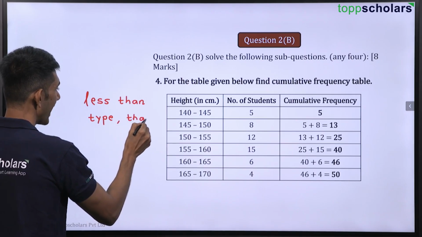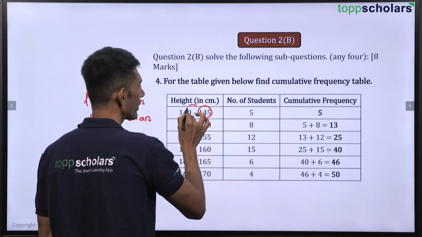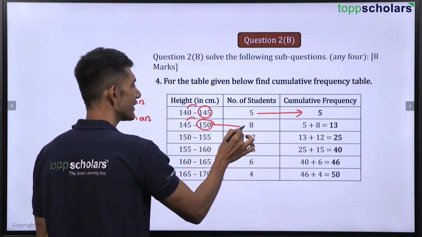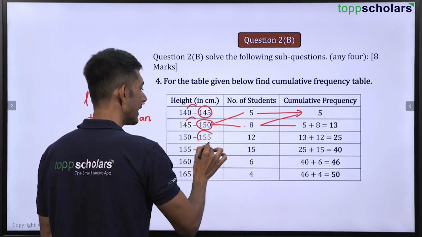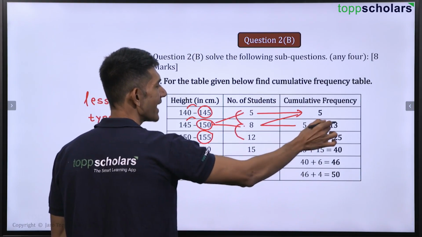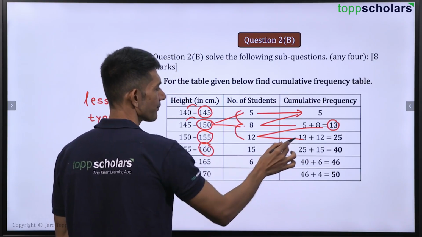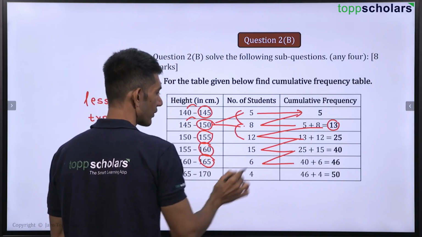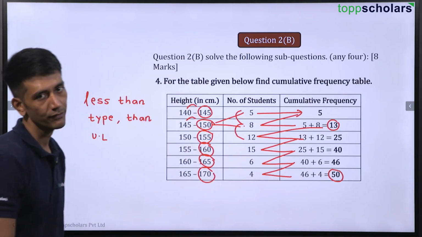Less than type, using the upper limit. That is less than 145, we have 5. Less than 150, we have this 8, but we have this 5 as well. So 8 plus 5 is 13. Less than 155, we have 12, 8, 5, everything together, but this was already added here. 13 plus 12 is 25. Less than 160, 25 plus 15 is 40. Less than 165, 40 plus 6 is 46. Less than 170, 46 plus 4 is 50.